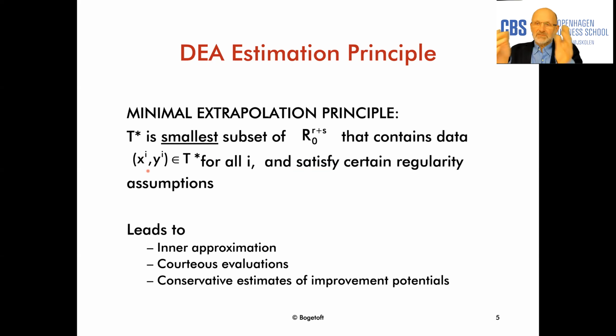The fact that we find the smallest subset means that we make an inner approximation of the true technology. And that also means that we make cautious evaluations, because the improvement potentials we can find when we compare to a subset of the technology are of course smaller than the possibilities we can find if we have the true technology, which is larger than the estimated technology. Another way to express that is to say that we create conservative estimates of the improvement potentials.